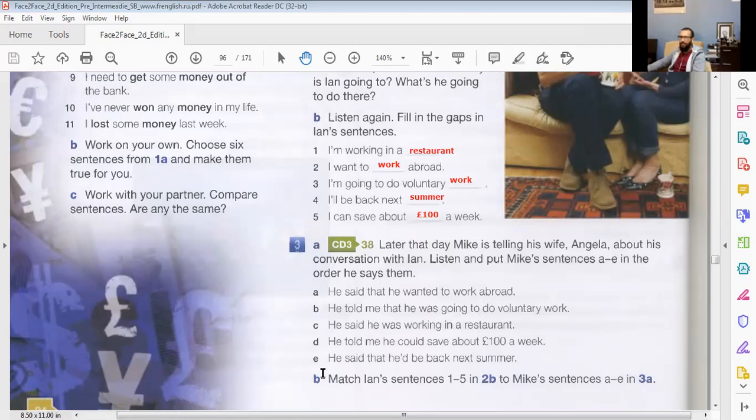Okay. Let's put them in the right order first, okay? So, what's the first thing Mike told his wife? Well, he said he was working in a restaurant, I think. Okay, what's the second thing? He said that he wanted to work abroad.